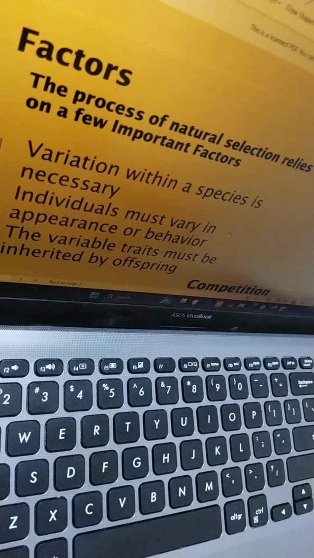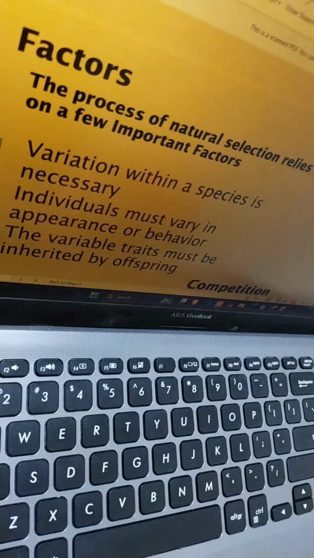Individuals must vary in appearance or behavior. Variable traits must be inherited by offspring. So there must be variation in appearance or behavior, and then the variable traits must be inherited by offspring. Okay, so these are the factors.